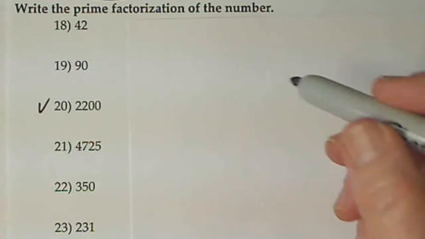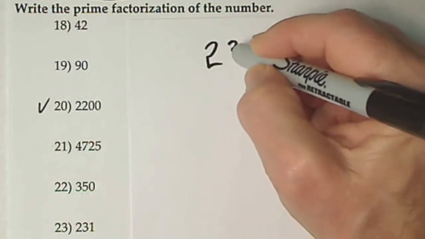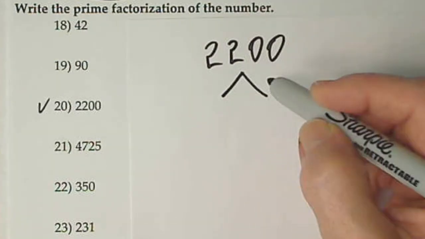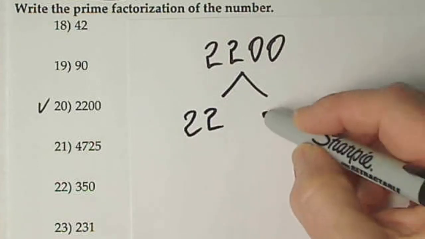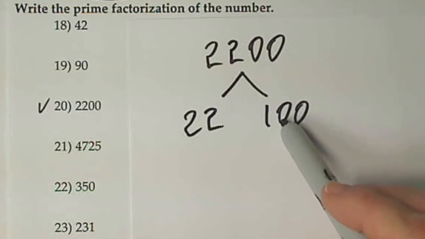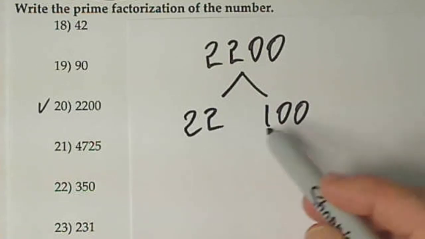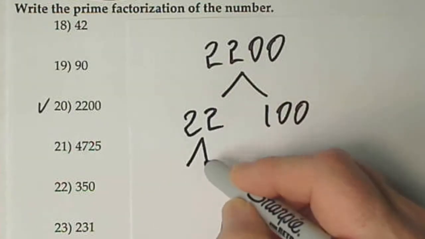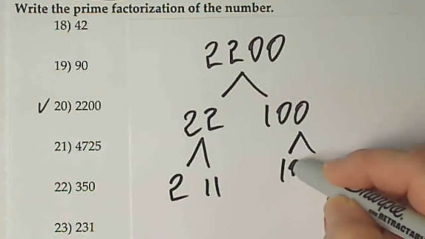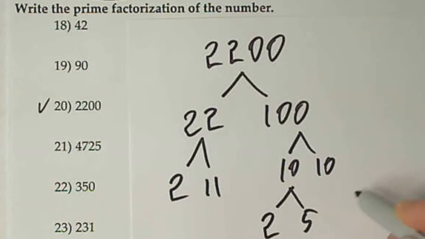2,200, we'll get our 2,200 up here, and that can easily be written as the product of 22 times 100. Hope you're familiar with multiplying by powers of 10. And then from here it's not very difficult at all. 22 is 2 times 11, and 100, 10 times 10. So each of those would be 2 times 5.